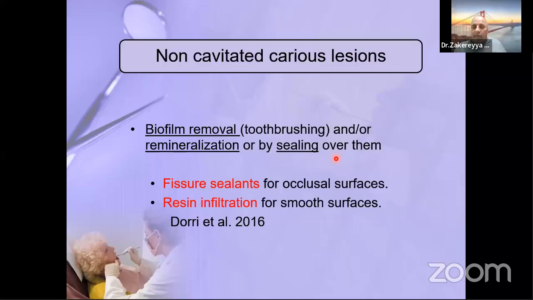How do we seal over them? Obviously, we have the first choice in occlusal surfaces. That is the fissure sealant for occlusal surfaces. Now, we have another option, that is resin infiltration for smooth surfaces. And I have given you a reference here, Duray et al. in 2016. This is an article that explains the technique of resin infiltration.